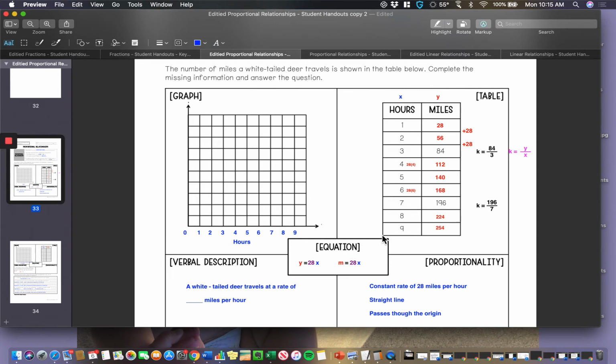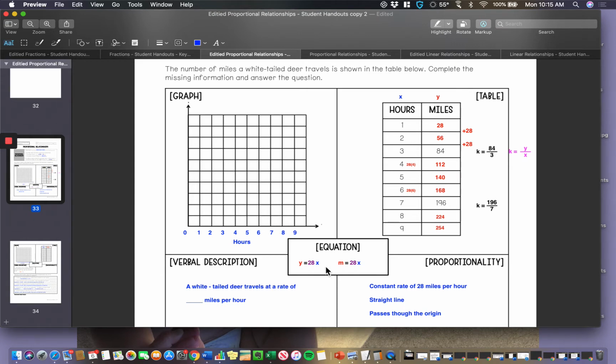Sorry about that. So again, I can take my constant and multiply it by my x variable, and these numbers are variables because they can change depending on how many hours we want to calculate for the number of miles that the deer goes.